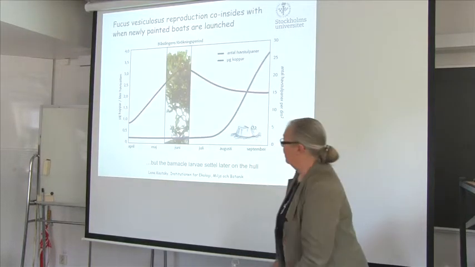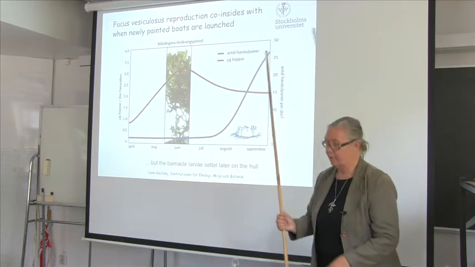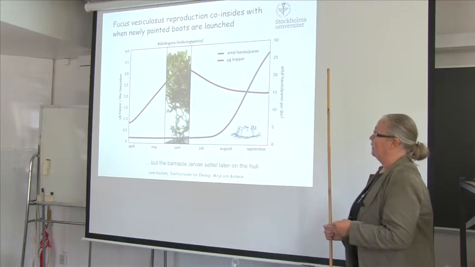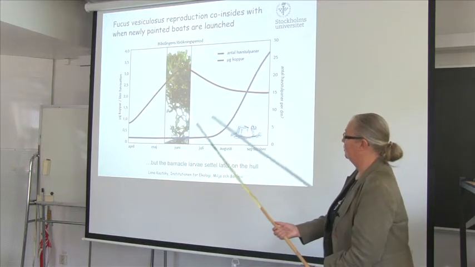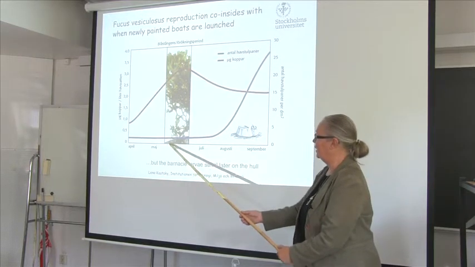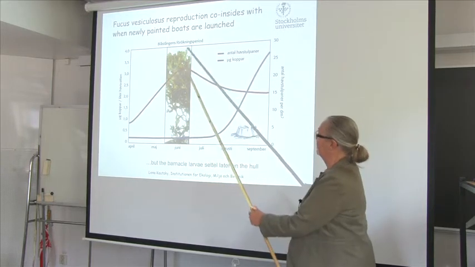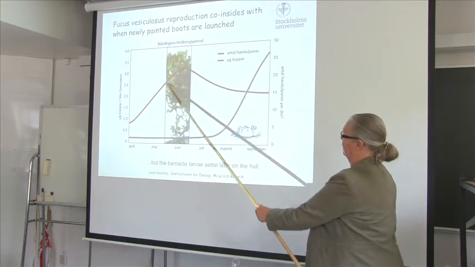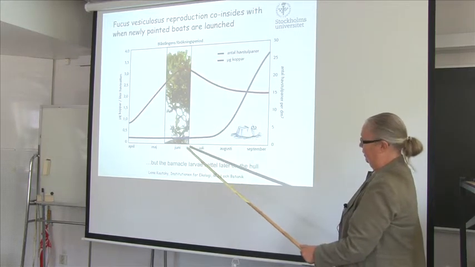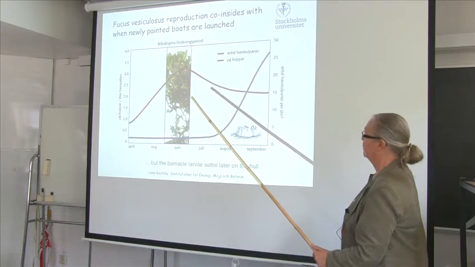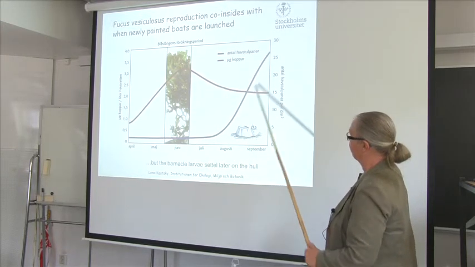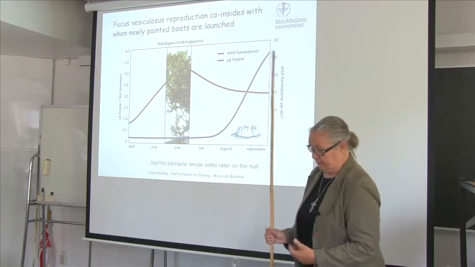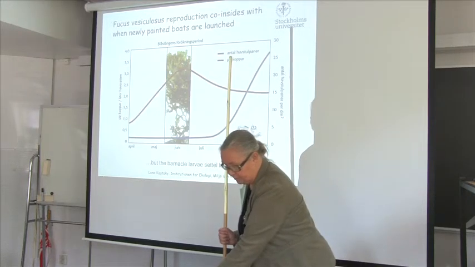This was a quite important result for how to treat fucus vesiculosus and boat paints. So we have the main reproduction period here in late May, June, depending on the moonlight cycle. And this is the time within this little bay or marina where they had the highest amount of copper with the newly painted boats put out into the sea. While the barnacles didn't arrive until late July, August, which are the ones that we really want to inhibit.